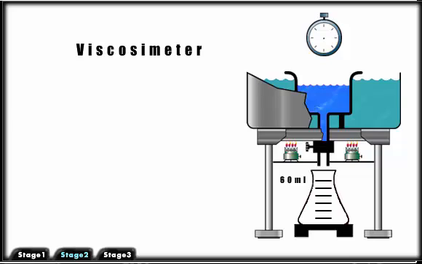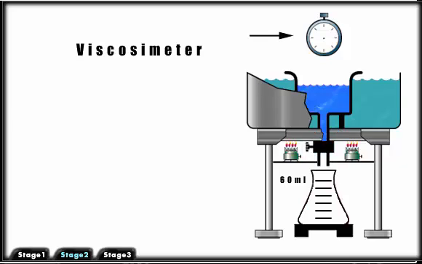A viscosimeter, the device used to measure a liquid's viscosity, consists of a small reservoir surrounded by a water bath used to heat and maintain the liquid at a constant temperature. There is a small orifice below the reservoir through which the liquid can pass once it is heated to a specified temperature.